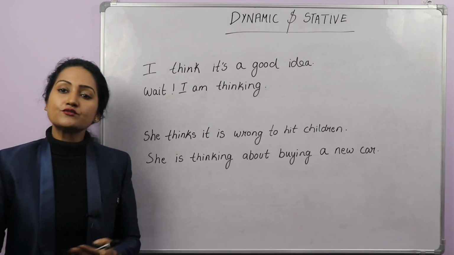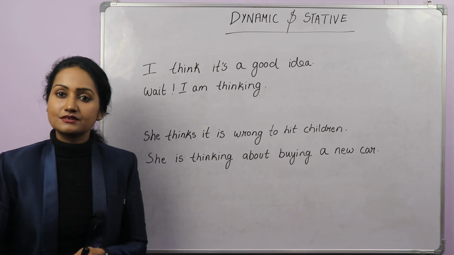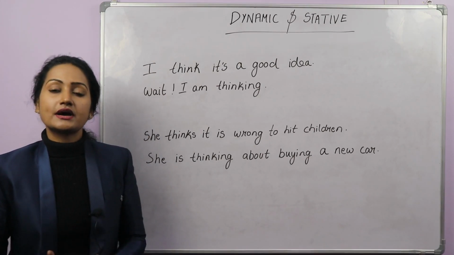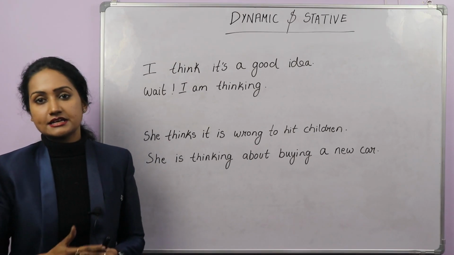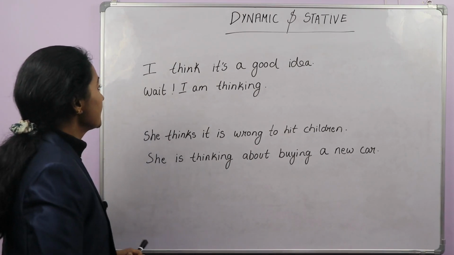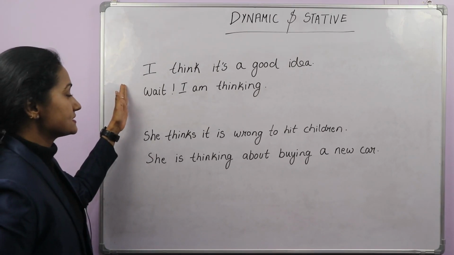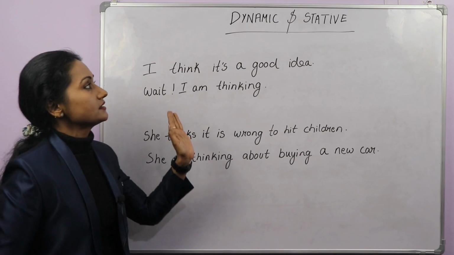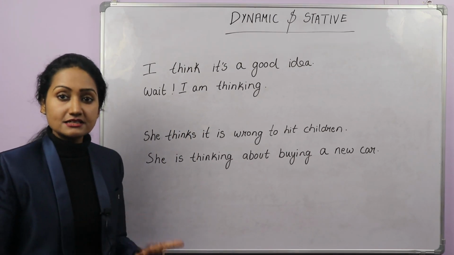There are some verbs which are both dynamic and stative. That means they describe actions or state depending upon the sentence. For example, I think it's a good idea. So in this sentence, think is a stative verb because it's an opinion, it's an idea, it's a state.